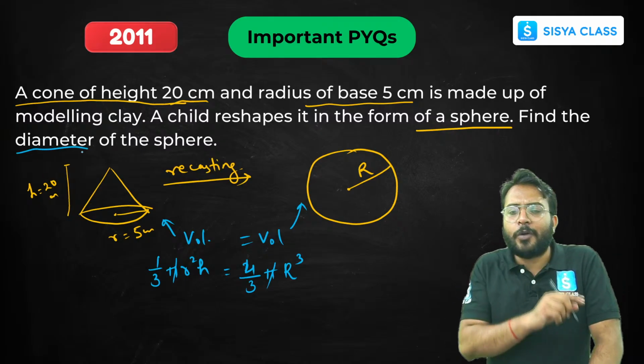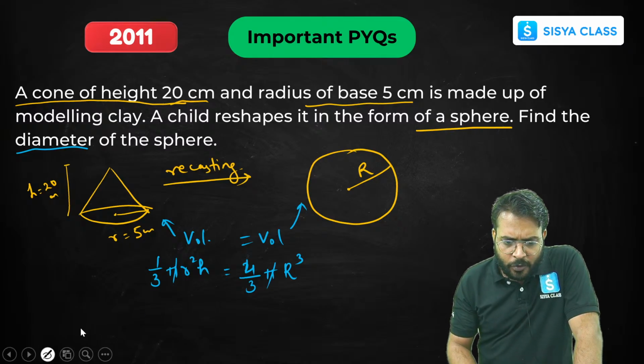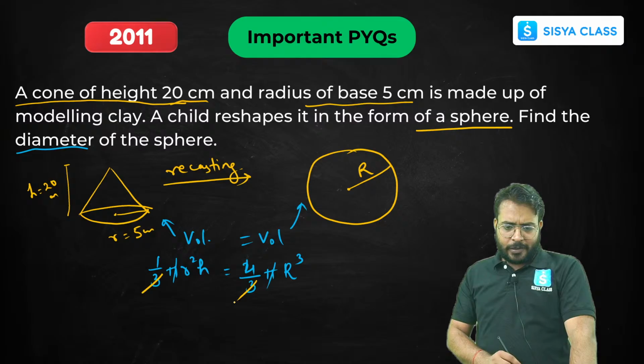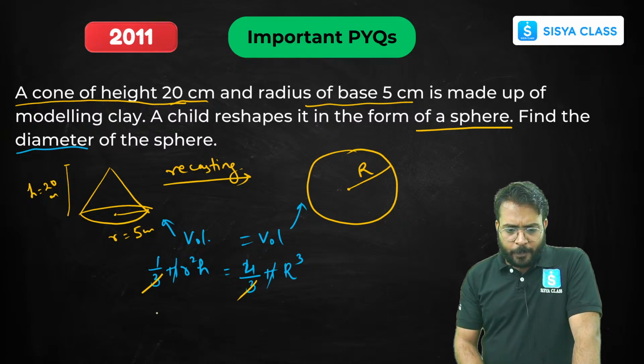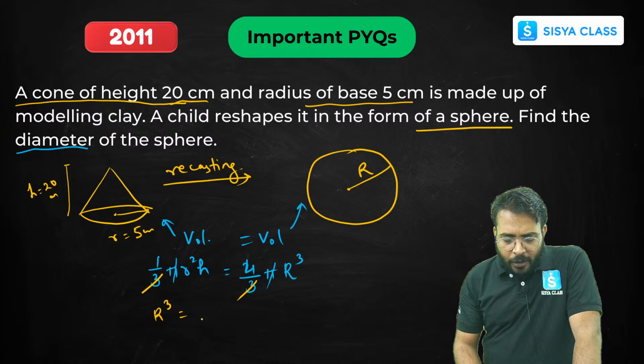That means I need to find out the radius. Okay, can we do some more simplifications? Yes, we can cancel this 3 and this 3. Now what is going to be r cube? Your r cube is going to be r square h.